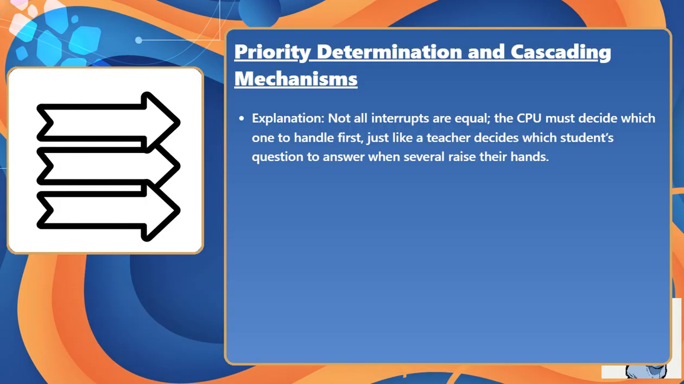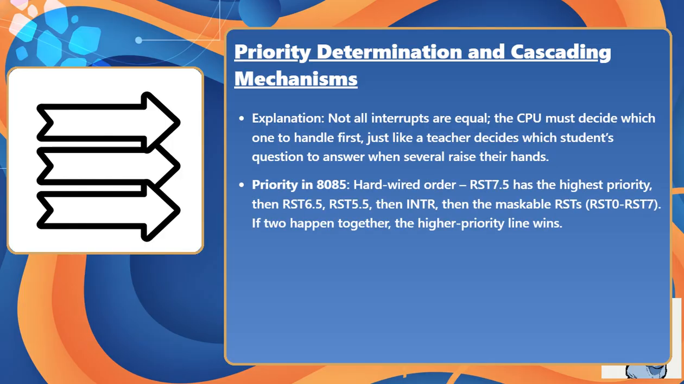Explanation: not all interrupts are equal. The CPU must decide which one to handle first, just like a teacher decides which student's question to answer when several raise their hands. Priority in 8085: hardwired order. RST 7.5 has the highest priority, then RST 6.5, RST 5.5, then INTR, then the maskable RSTs, RST 0 through RST 7. If 2 happen together, the higher priority line wins.